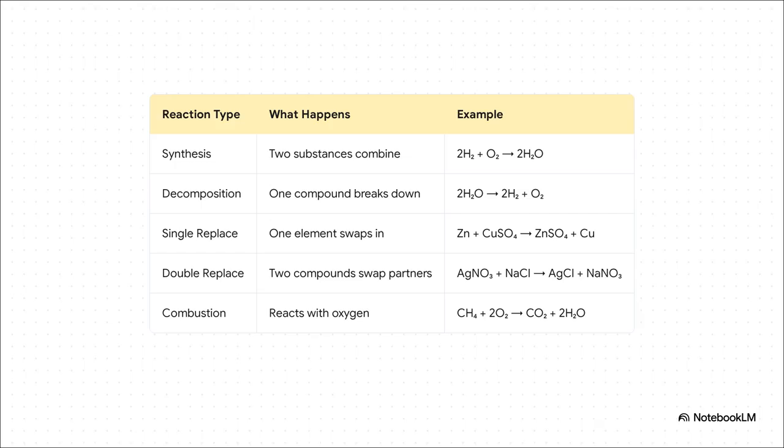Then there's its opposite, decomposition, which is a chemical breakup. One compound splits apart. Single replacement is when one element cuts in and swaps places with another in a compound. And in a double replacement, it's like two couples just swap partners. And finally, the flashy one, combustion. That's just when something reacts with oxygen and usually gives off heat and light, fire. Learning these patterns is a game changer.